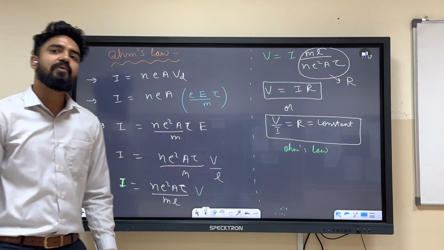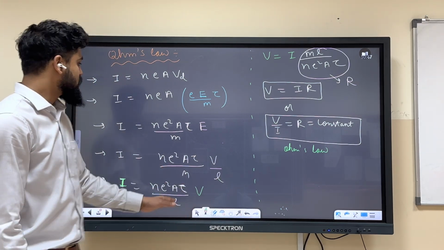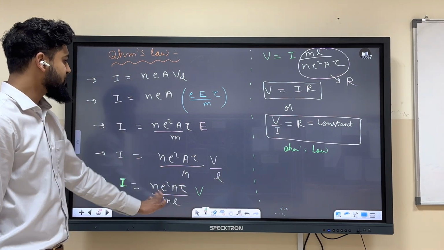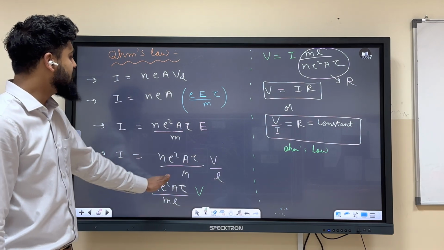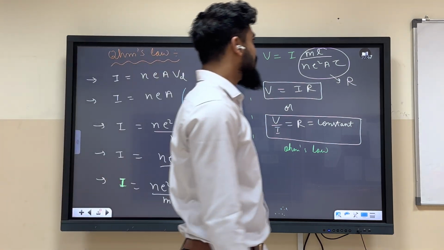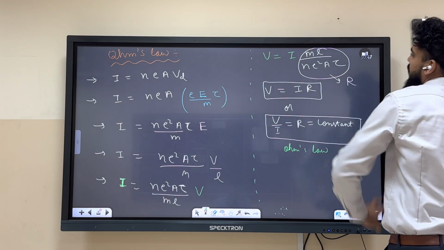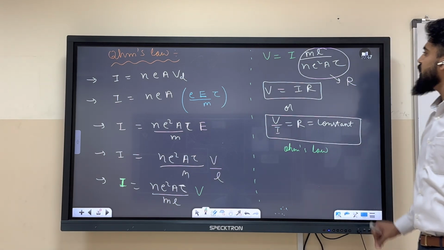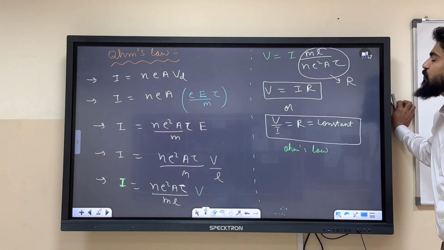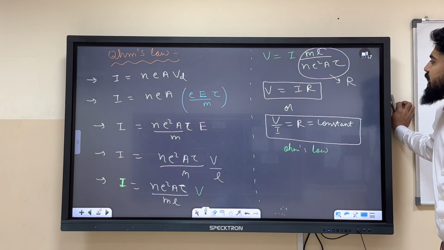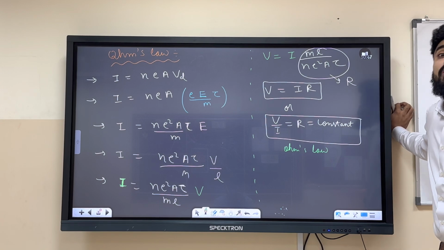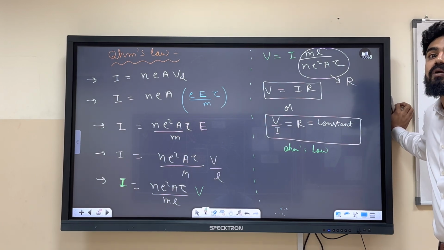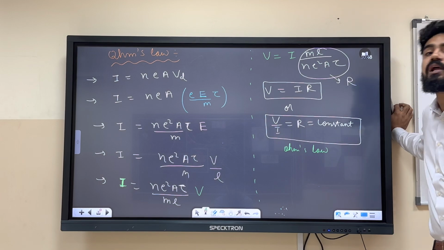Look carefully, you have to create what? V equals to IR. So send this over here: mL in the numerator, n e square A tau in the denominator. Correct? So mL upon n e square A tau will become R. Okay, so we derive V equals to IR, or V upon R equals constant. This is known as Ohm's law. This is the backbone or the lifeline of this whole chapter.